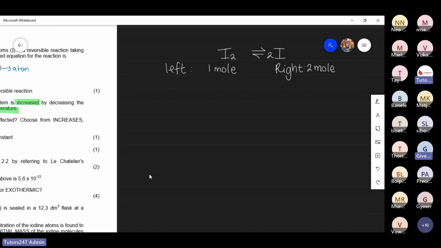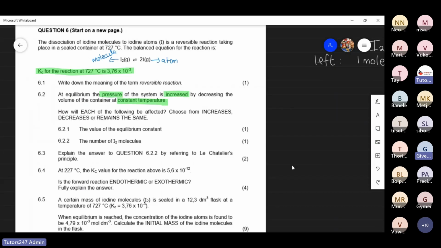So let's go back to our question. Our question stated, at equilibrium, the pressure of the system is increased by decreasing the volume of the container at constant temperature. How will each of the following be affected? Choose from increases, decreases, or remains the same. So we've got 2 questions and 3 options: increase, decrease, or remain the same. Each one of these is a 1-mark question.